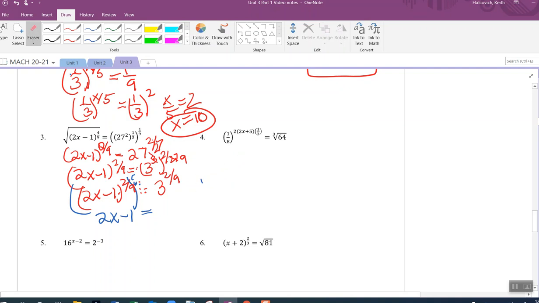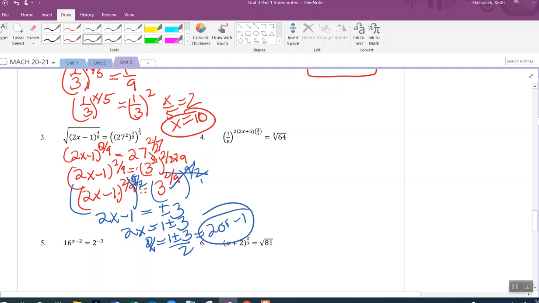And then you're raising that to the 9/2 power. So when we raise this to the 9/2 power, notice they cancel out. So we get plus or minus 3. So 2x equals 1 plus or minus 3. X equals 1 plus or minus 3 over 2 equals 2 or -1.